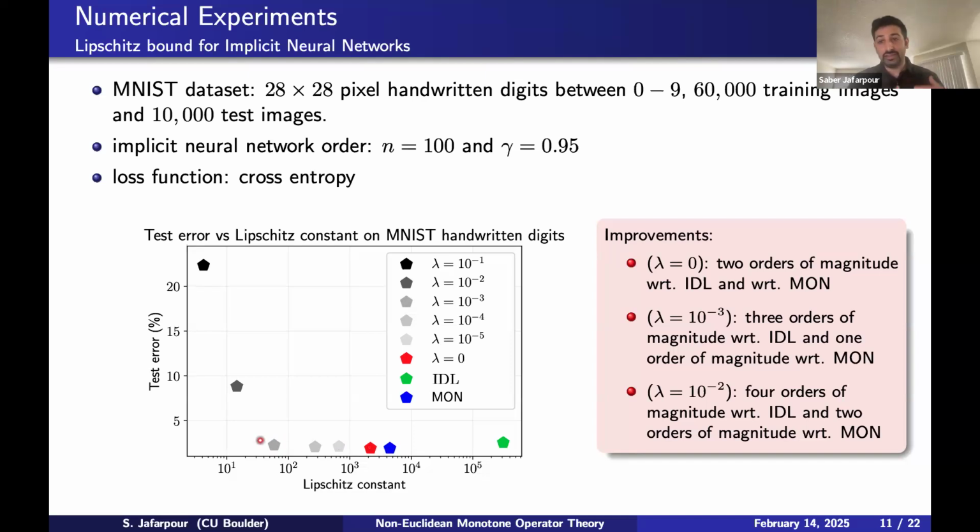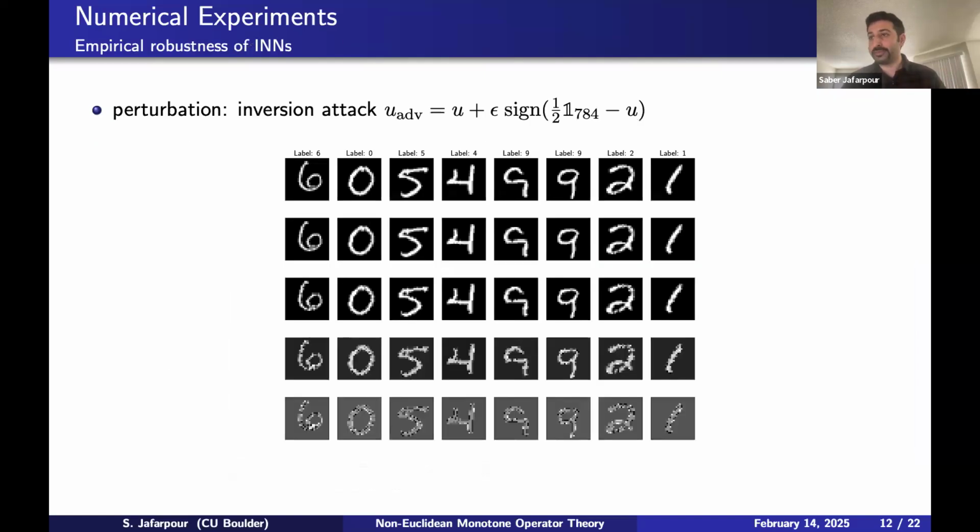And as you can see, as we increase lambda, which is the regularization factor, our error is going to increase, of course, but our Lipschitz bounds are getting smaller. So there is a kind of trade-off between robustness and accuracy of our models.